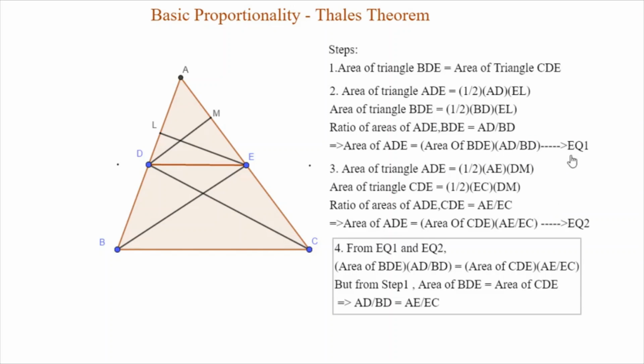Now from equation 1 and equation 2, both are related to the area of ADE. So if you equate equation 1 and equation 2, it becomes: area of CDE multiplied by AD by BD is equal to area of CDE multiplied by AE by EC. But from step 1, if you notice, the area of triangle BDE is the same as the area of triangle CDE. So this one and this one cancel out each other. This implies AD by BD is equal to AE by EC. Hence, the theorem is proved.